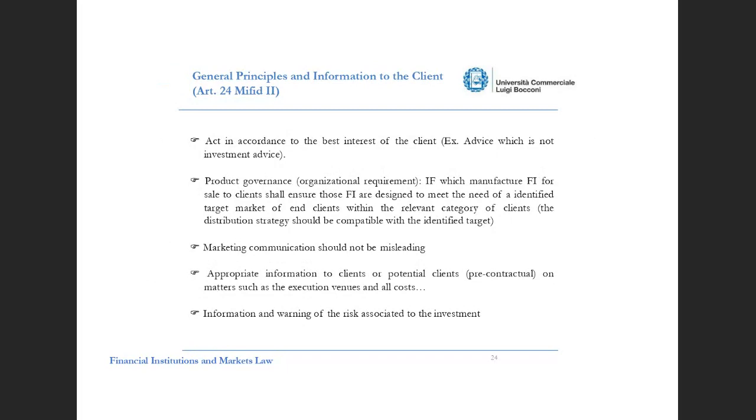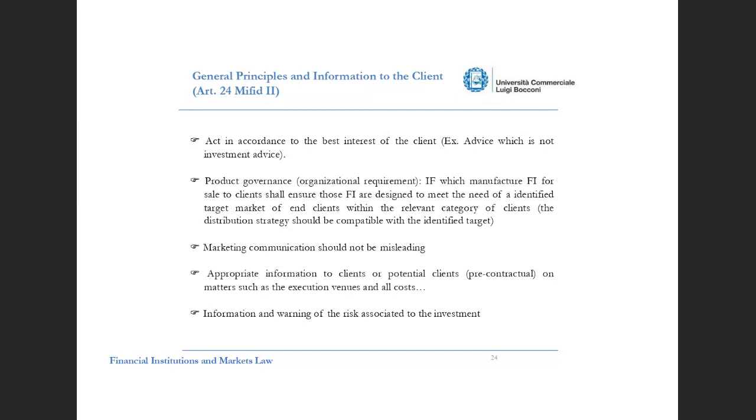If we were to really address this topic in full, we would probably require 2 lessons just on this. But once again, basic facts and basic principles, conduct of business rules, suitability, appropriateness, best execution, and then a whole bunch of rules that concern information, transparency towards clients. And this is pretty intuitive.